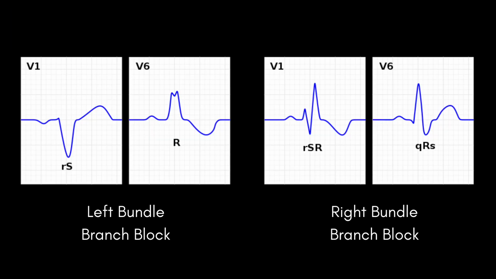Moving on. All right, let's take a look at the left bundle branch block and the right bundle branch block. ECG characteristics of a typical left bundle branch block show wide QRS complexes with abnormal morphology in leads V1 and V6. ECG characteristics of a typical right bundle branch block show wide QRS complexes with a terminal R wave in lead V1 and a prolonged S wave in lead V6.